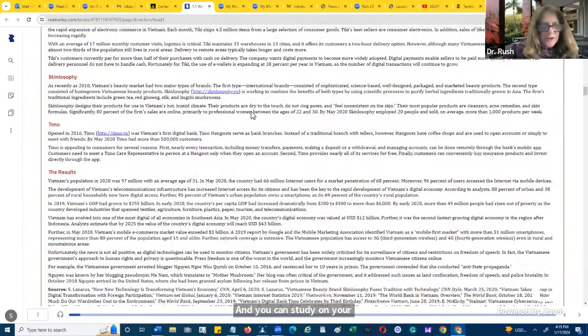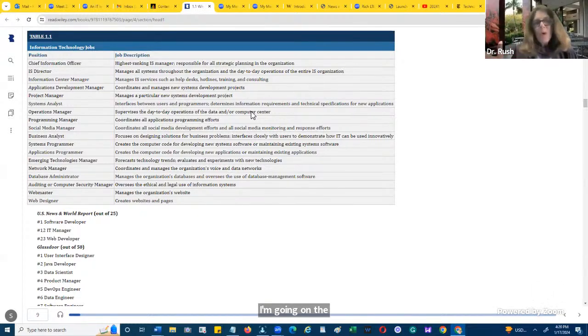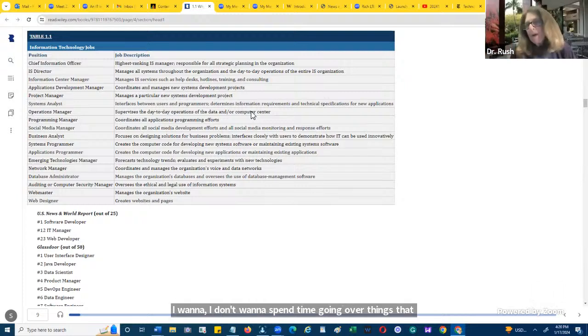I'll lecture to you on things that I think are important. I am going on the premise, Alex Wasserman, that you all can read. I don't want to spend time going over things that are simple for you to understand. What I want to go through are things that I think possibly are difficult, or after you read it, Alex, in the class, you can say, I wasn't sure about this. Can you expand on it?